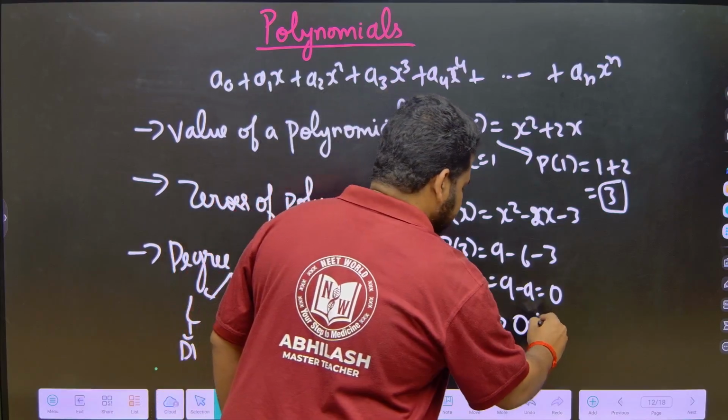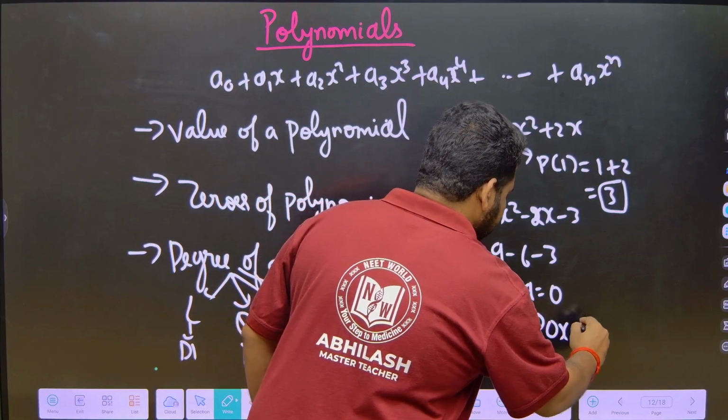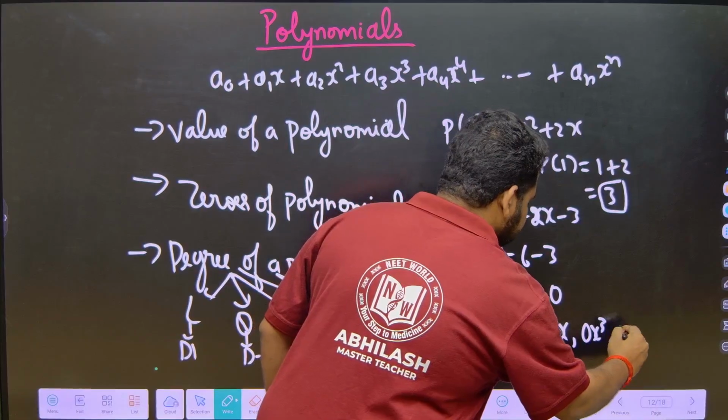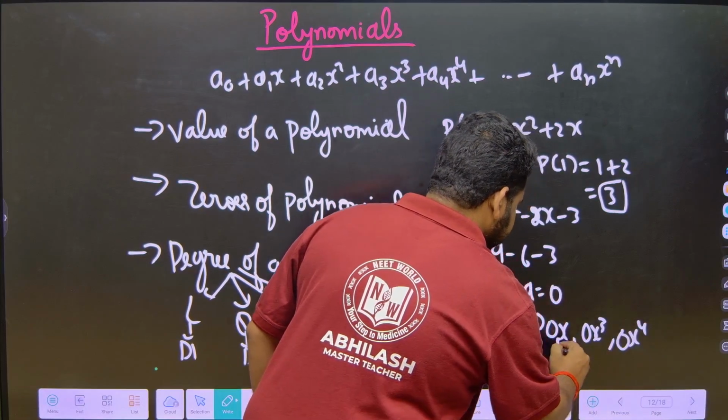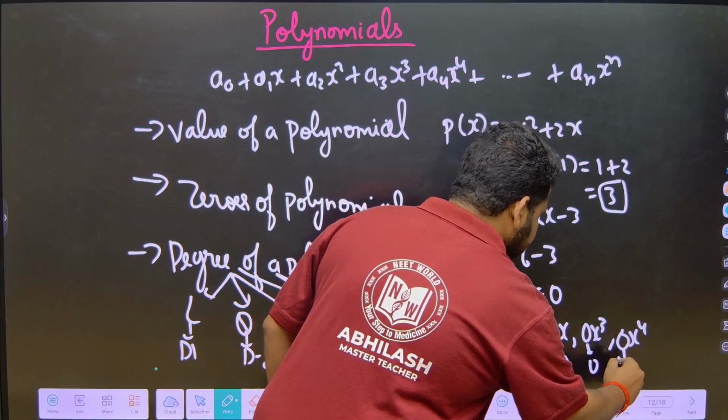0 can be written as what? 0 into x, 0 into x cube, 0 into x to the power of 4, anything. This gives me 0 itself.